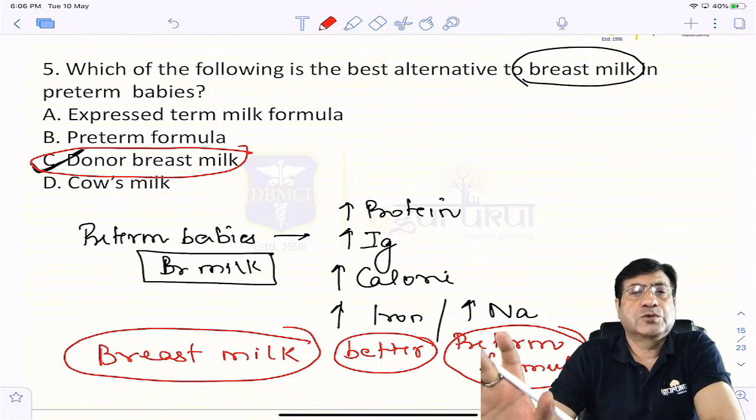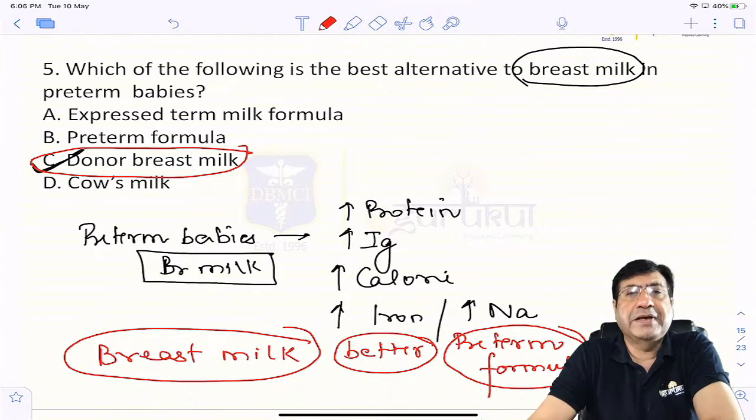So I hope I've answered this question according to me. Which of the following is the best alternative to breast milk? The best alternative to breast milk can only be a donor breast milk.